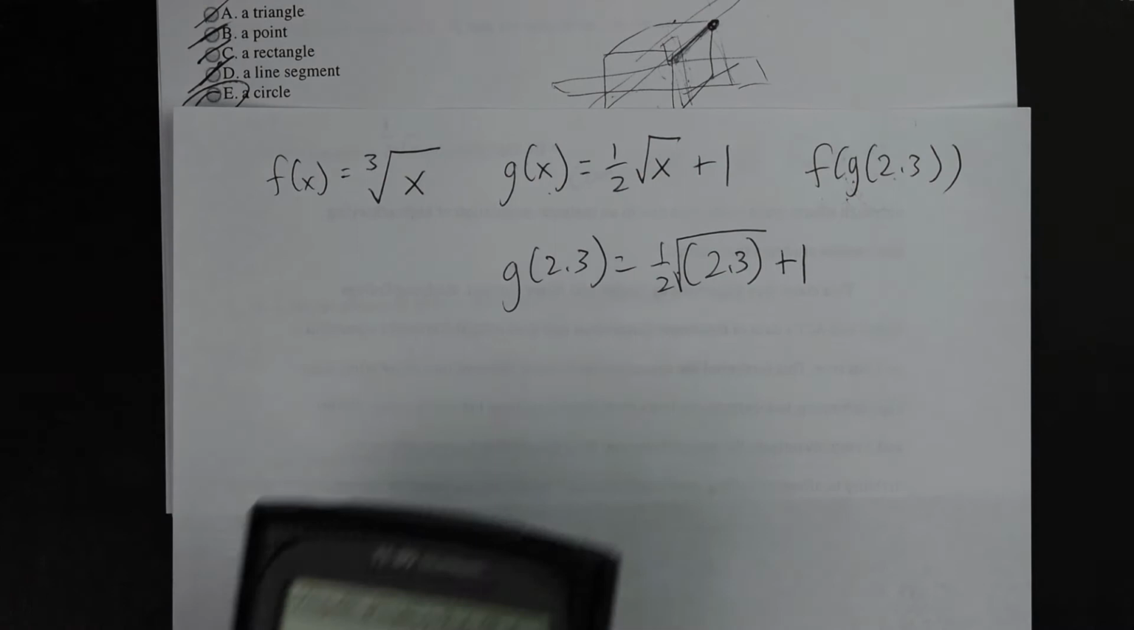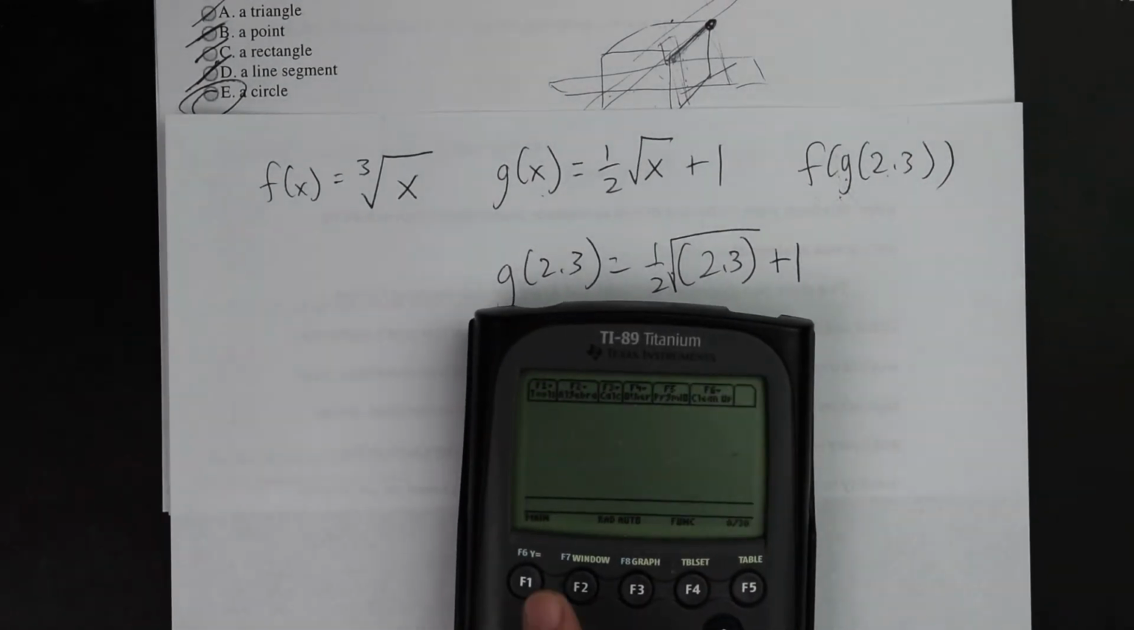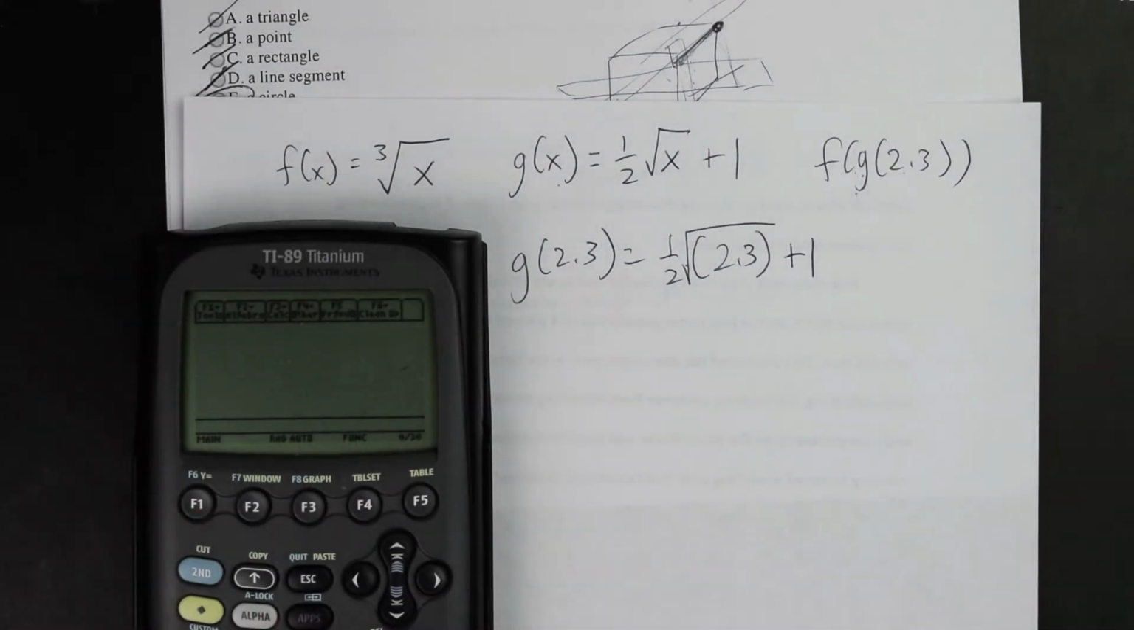And so that's exactly what I did on the calculator, because there's no other way to do that unless you have a calculator for this question. So I just literally typed square root of 2.3 times 0.5, because half is the same thing as 0.5, plus 1, and this is the value I get.